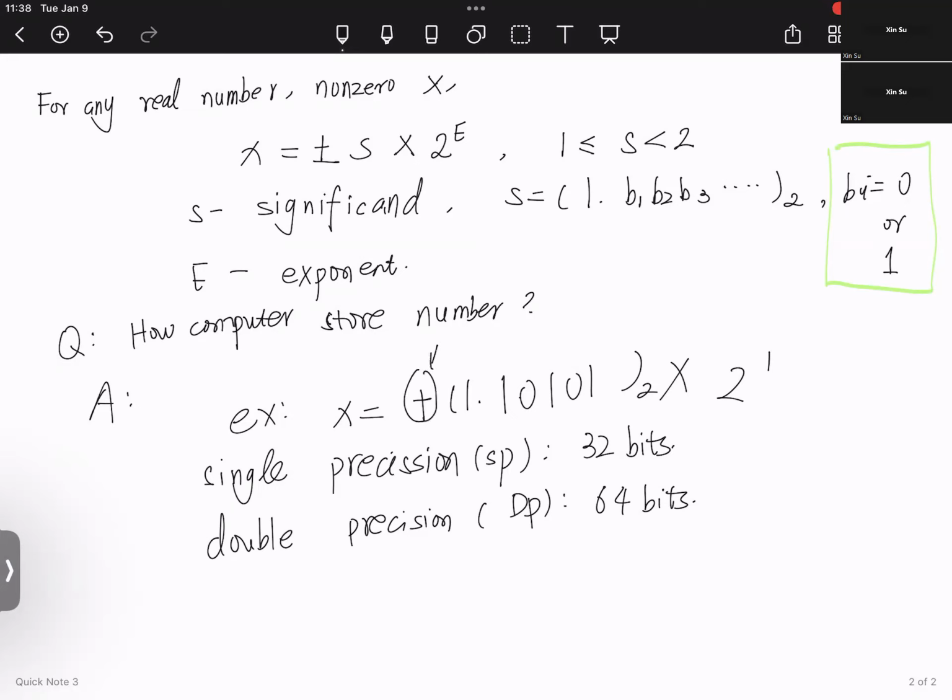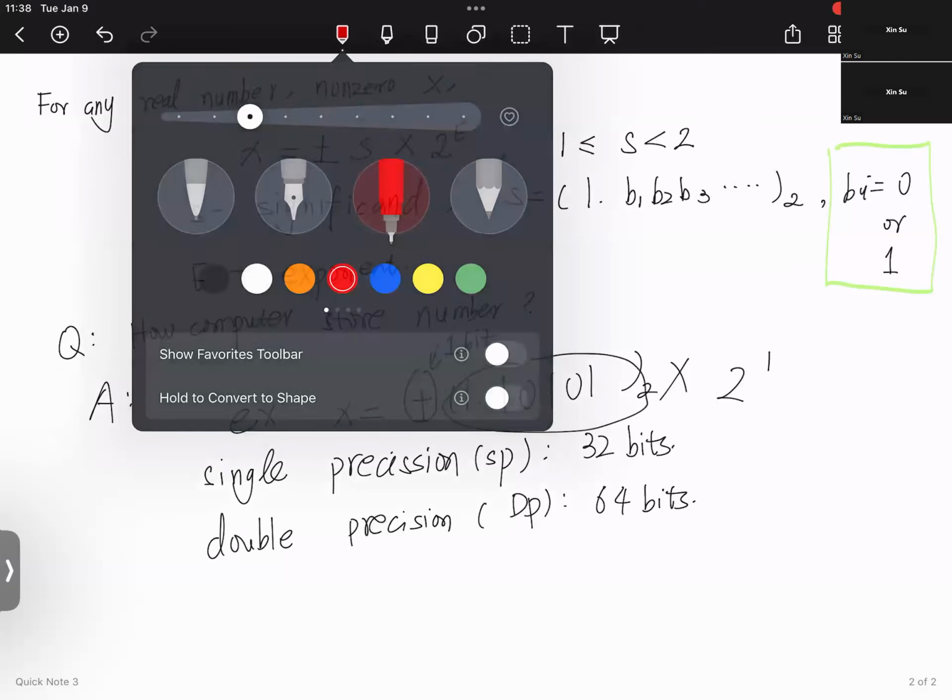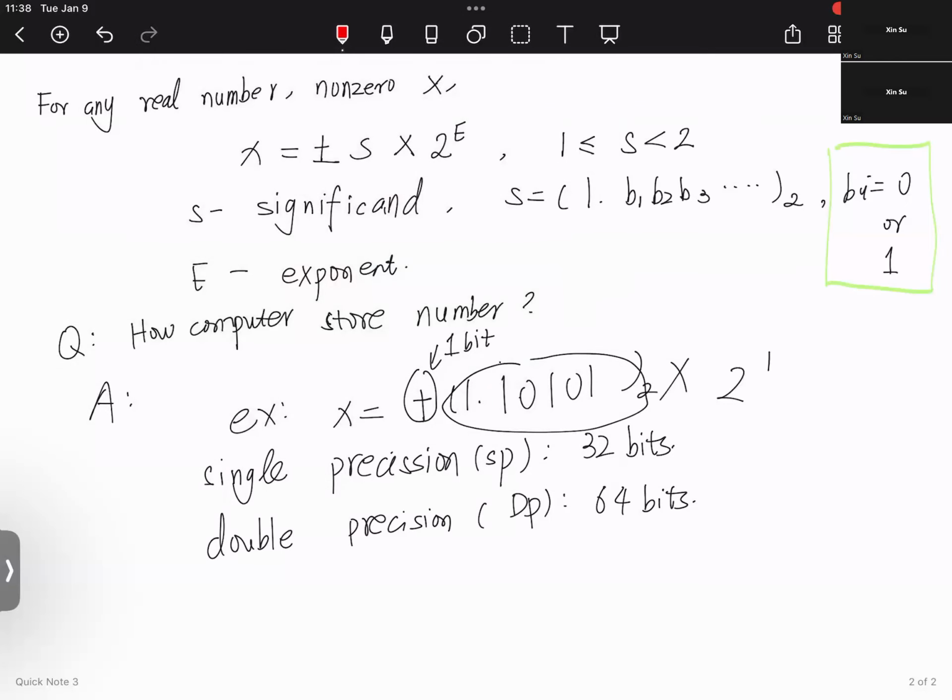In the computer, for double precision, we have 1 bit for the sign, either plus or minus. This represents positive and negative. And then we have 52 bits to store the significand. And for the exponent, we have 11 bits.